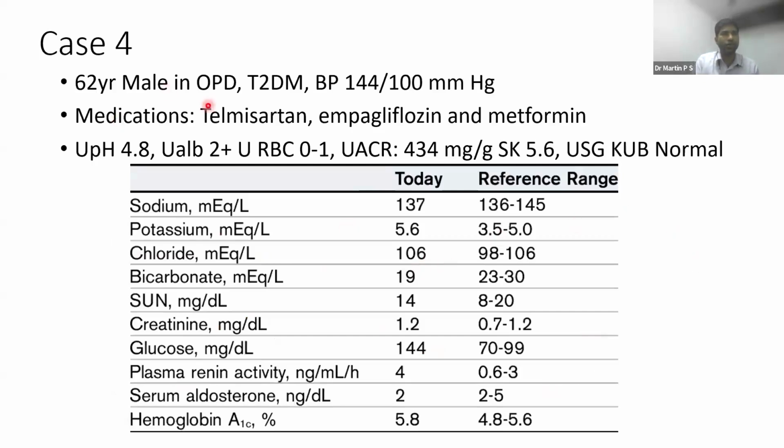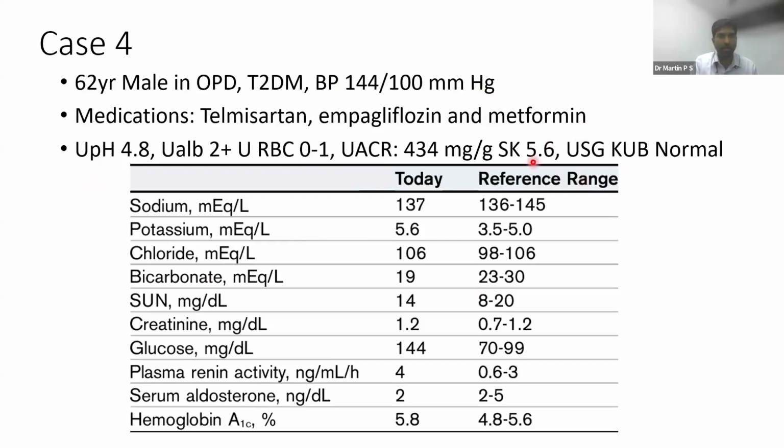This is a 62-year-old male who came to your OPD with type 2 diabetes, and this patient has hypertension. The patient is on telmisartan, empagliflozin, metformin. So this patient's blood workup is given here. Here you have an extensive workup of everything. The ultrasound KUB was within normal limits, no obstruction.